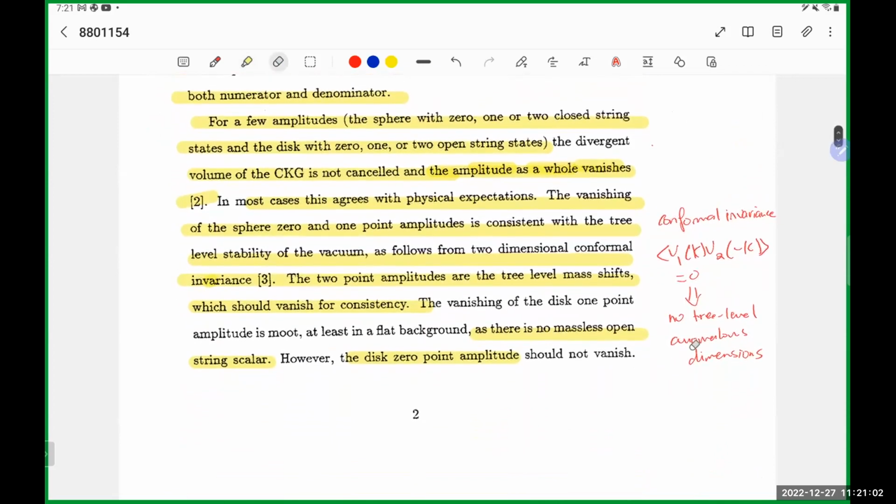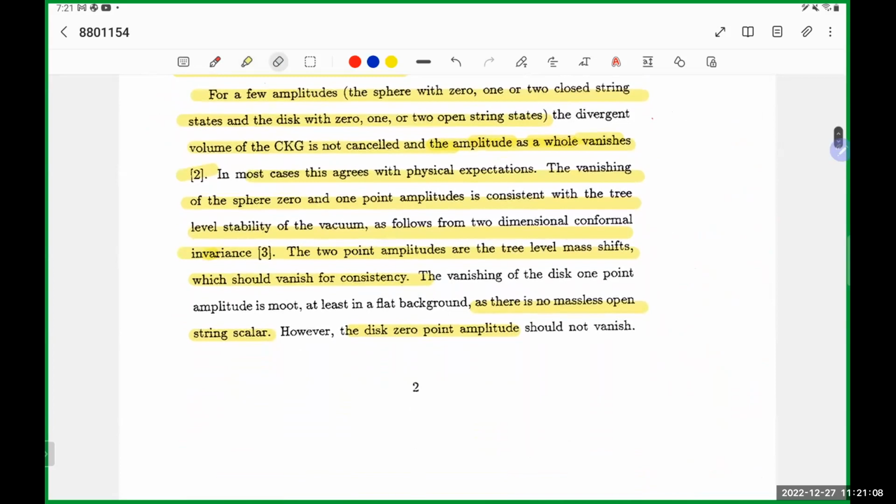Let's focus on what they say about the sphere. They say the vanishing of the sphere 0 and 1 point amplitude is consistent with the tree-level stability of the vacuum. No tadpole. Basically, they come from conformal invariance. No tadpole, no 1 point function. The 2-point amplitude vanishes; I keep saying functions, but amplitudes is the right word. These would be tree-level mass shifts. We're not allowed a tree-level mass shift.